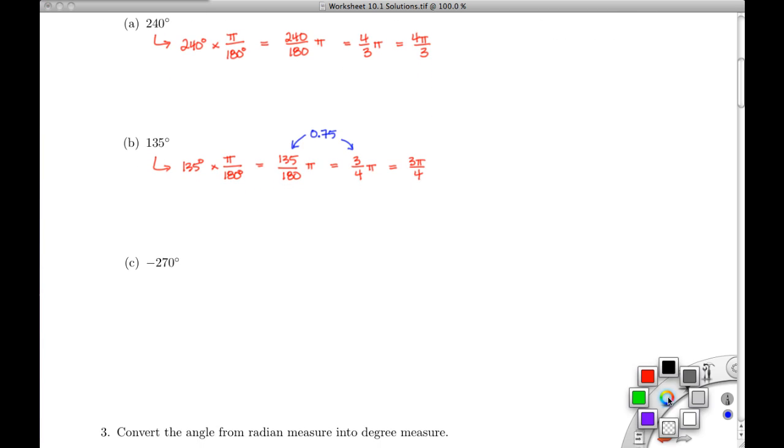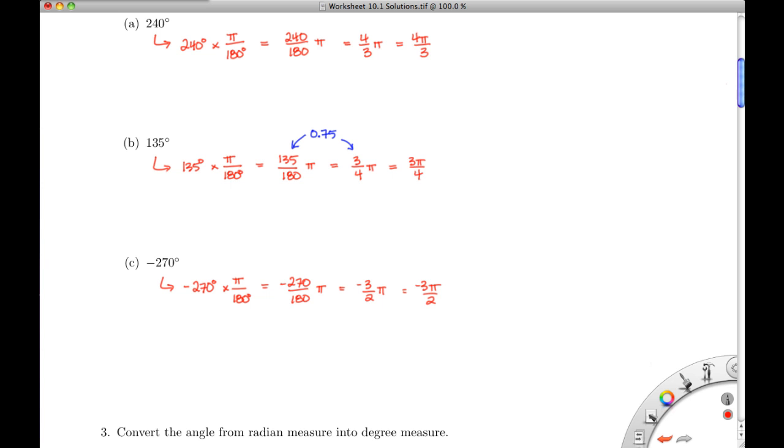All right, so negative 270, we'll do one more of these. So this is a negative angle. We want to make sure we don't lose that. So negative 270. And again, we're still going to just multiply this by pi divided by 180 degrees. So it's going to be negative 270 over 180 times pi. This reduces to negative 3/2 times pi, or negative 3 pi over 2.